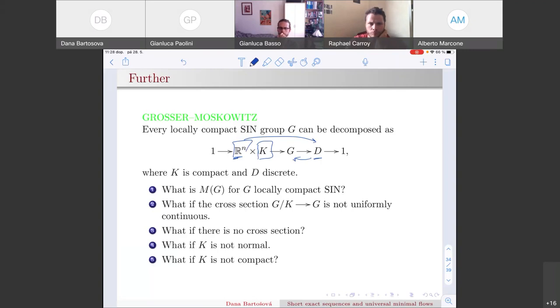And then what if there is no cross section? There are different reasons why there could be no cross sections. I'll show you two reasons. One of them would be not being normal. So you don't even have a group on the other side, so you have to do something a little different. And what if K is not compact? So this is certainly a problem.